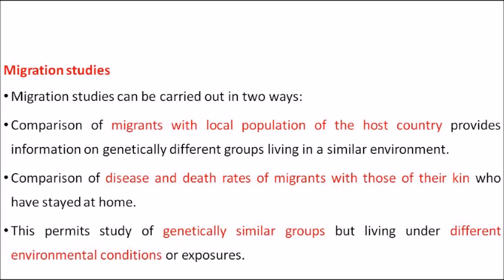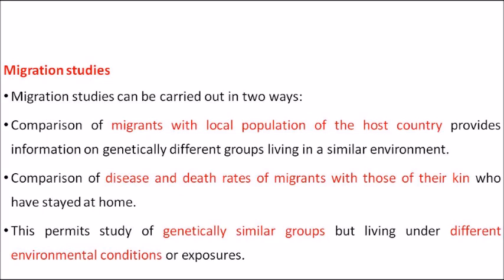Under this place distribution, you should study about migration studies. What actually are migration studies? They can be carried out in two ways. Some group of people have come to our country, that is what migrants means. We can compare the migrants with the local population of the host country. Some Egyptians have come, so we can compare the Egyptians with the local people. That gives us information about two genetically different groups living in the same community.